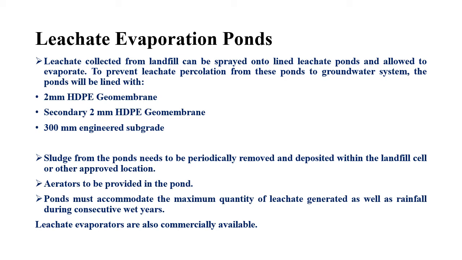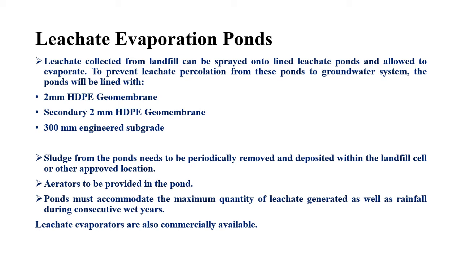Now to this liner material you will be pouring the collected leachate from the landfills, and then the leachate will be left to evaporate. The basic design specifications are: you have to line it with a minimum 2 mm high density polyethylene geomembrane sheet. On top of that you have to give a secondary geomembrane sheet which is again made with high density polyethylene. And then at the bottom you will have a 300 mm engineered subgrade.